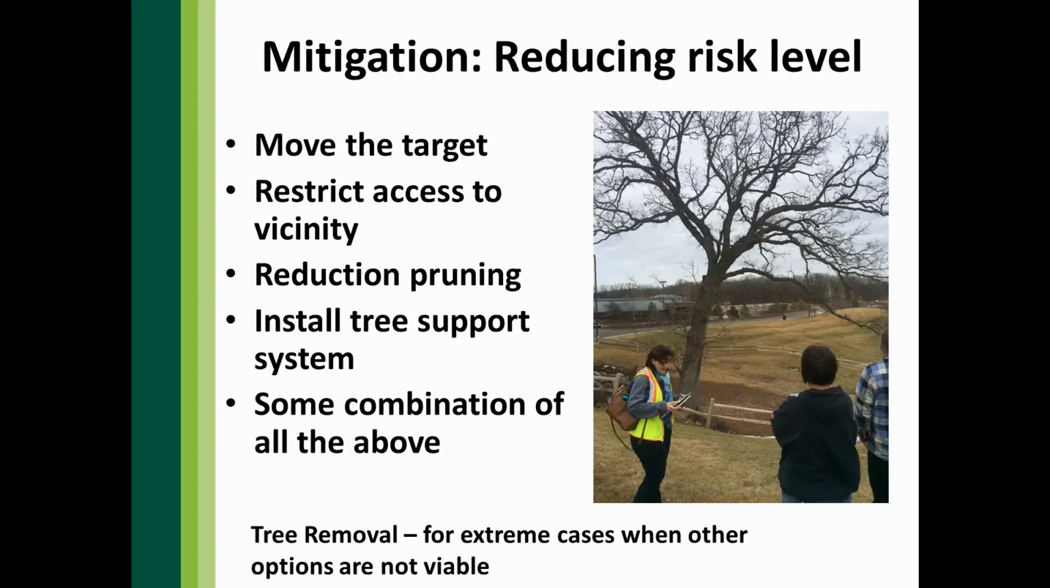There's also in the toolkit reduction pruning, which we'll talk about a little bit, and then installing tree support systems. That's just the broader overarching way of describing cabling and bracing, which captures all that in one term. Or you might have some combination of all the above. So this is why I'm starting off talking about risk assessment and mitigation, because cabling is just one piece in the toolbox of all these things involved with assessing and then mitigating risk.